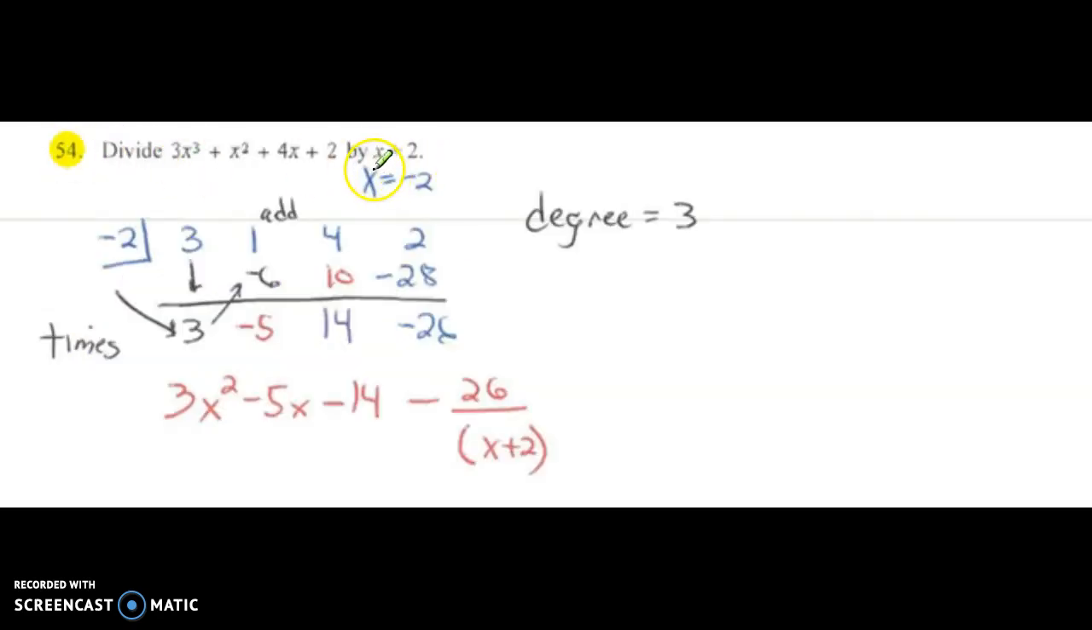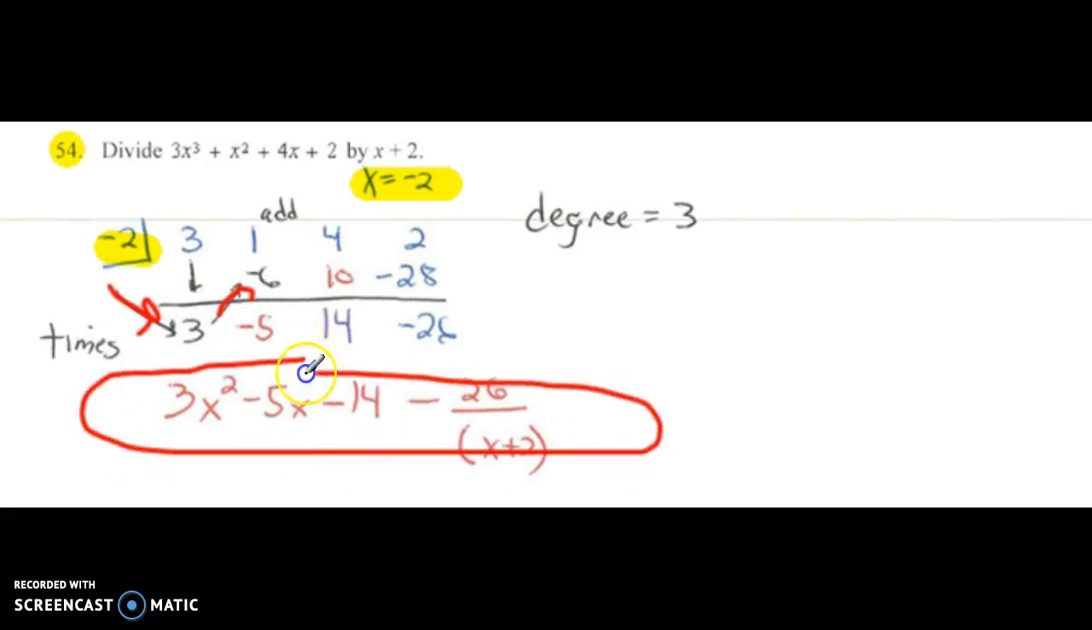Number 54, what makes this 0? Negative 2. So I am going to go ahead and multiply this out, bring down the first number. That's how I got my 3. Then this times this goes here. And then when I finally divide it out, that's my answer.